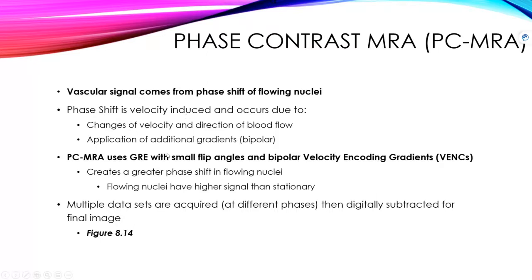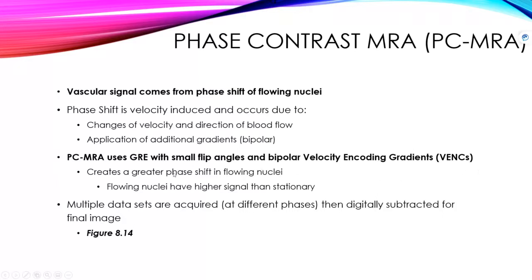So we were talking about gradient echo and using gradient moment nulling as a compensation technique. With phase contrast, we're not using gradient moment nulling. Gradient moment nulling and VENCs, or velocity encoding gradients, are literally opposite of each other. Gradient moment nulling is bringing all the phases together and enhancing the signal of all the spins and the stationary nuclei all at once.